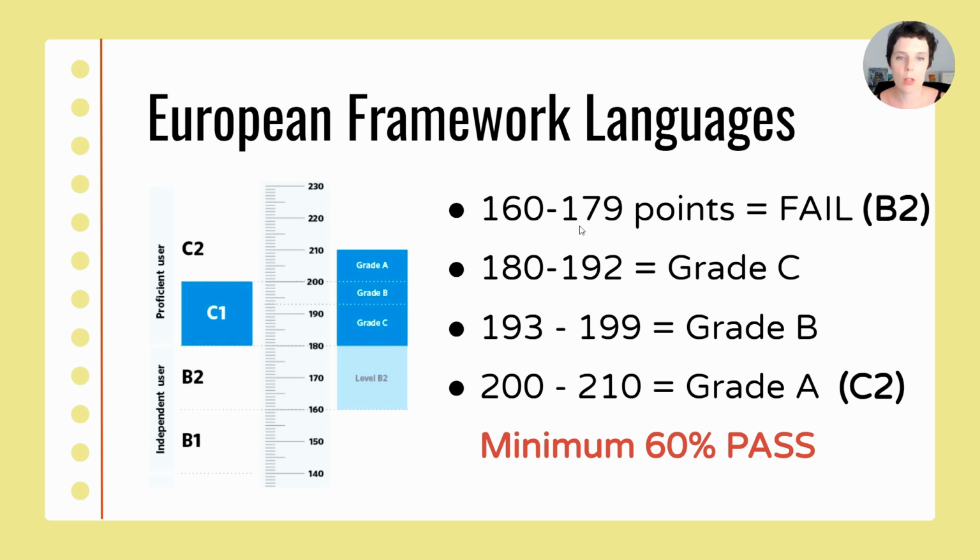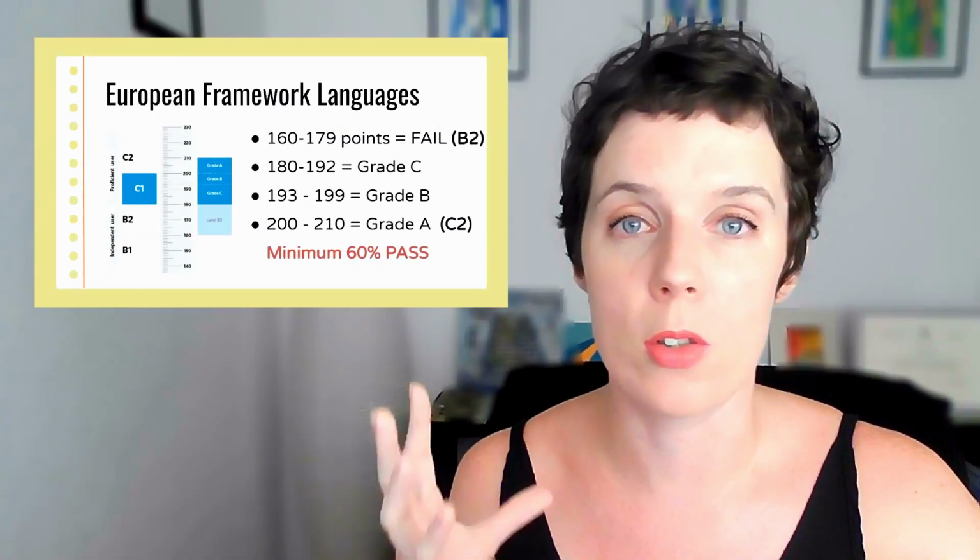If you get lower than 179, it's a fail, and it's considered a B2 level. Anything between 160 to 179 is B2, okay? 193 to 199 is a grade B at C1 level, and 200 to 210 is a grade A, and it's actually considered a C2 level if you get 200 to 210 points. Okay, and you need a minimum of 60% to pass this exam. Okay, so that's an overall 60% or an average.